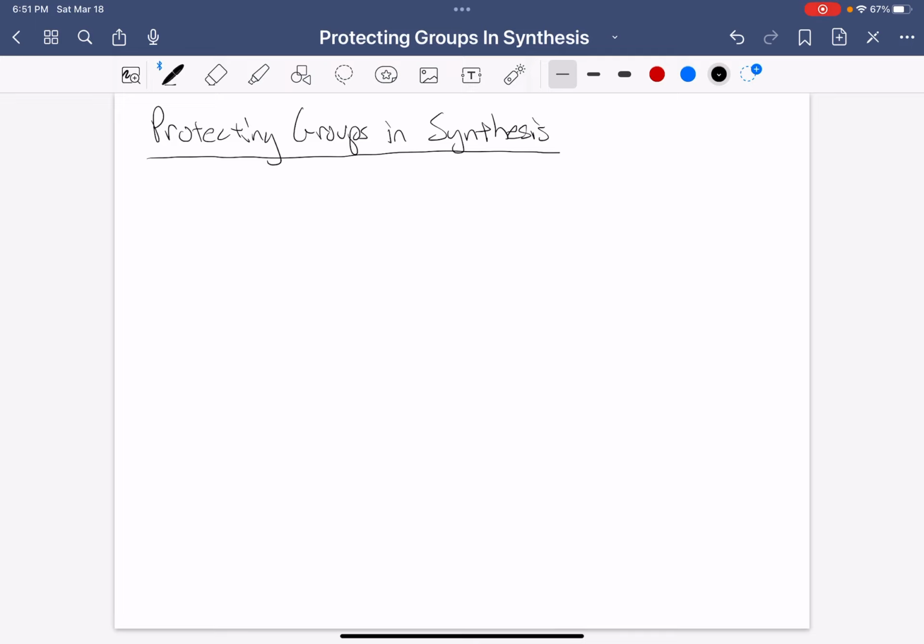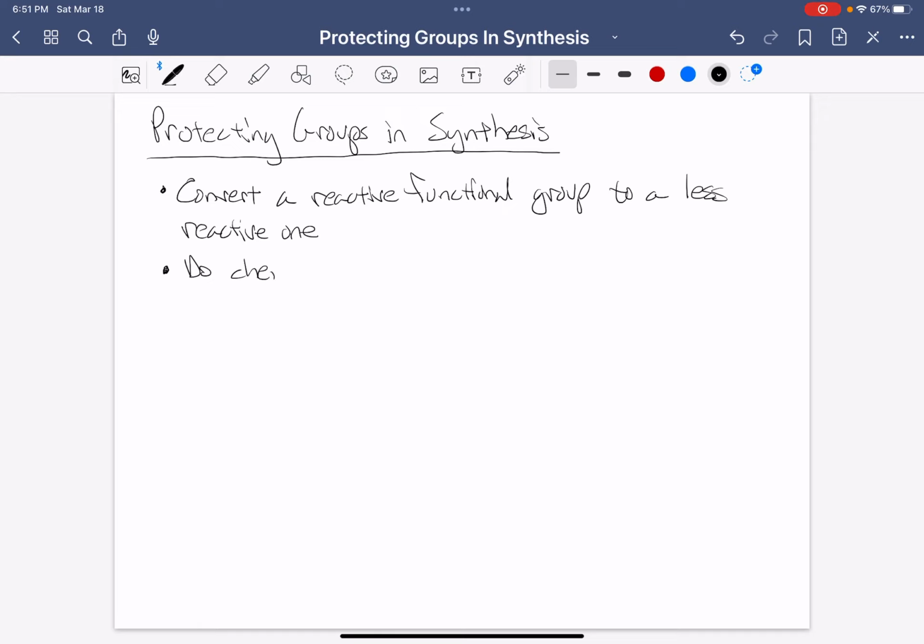And the purpose of using a protecting group is to convert a reactive functional group into a less reactive functional group. After that, we'll do whatever chemistry it is we're trying to do on a different part of the molecule. And then we can convert the functional group back to the original one.